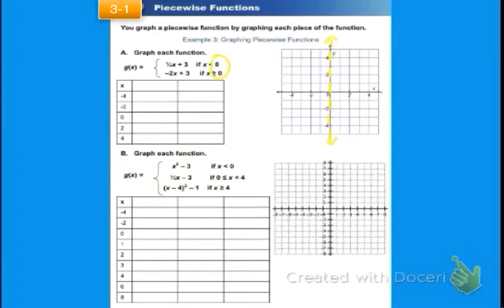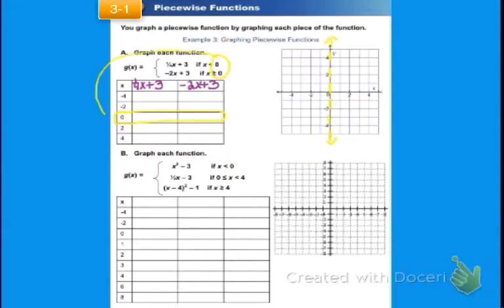Now, I like to make a table for piecewise functions, and I make a table with 3 columns, because I have 2 different functions. I have one function that's this 1/4 x plus 3, and I have one that's the negative 2x plus 3. So I have a column for my x's, and then a column for each one of the functions. Wherever that break value was, see where this 0 was? I'll always circle that point on my table.